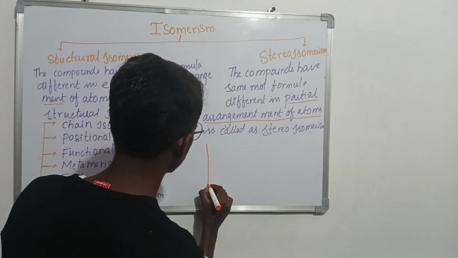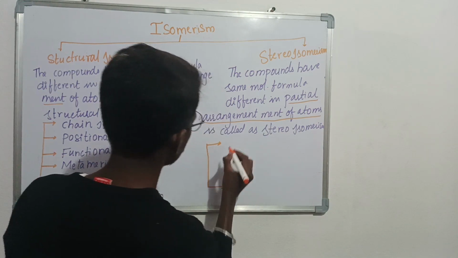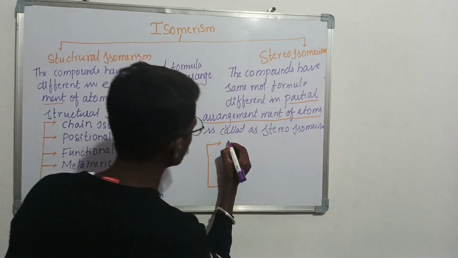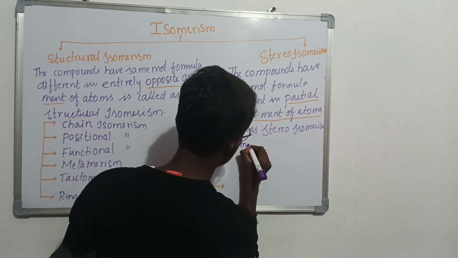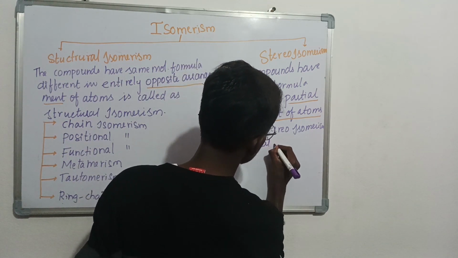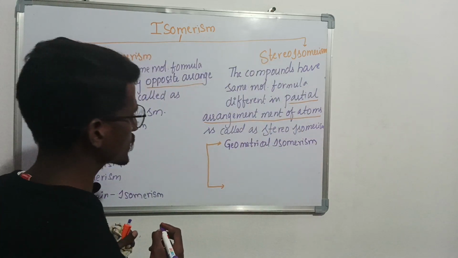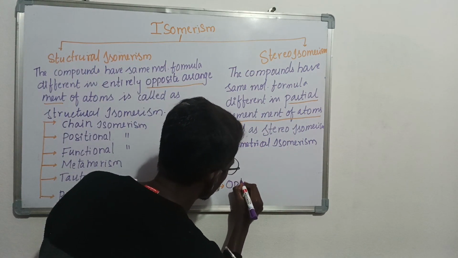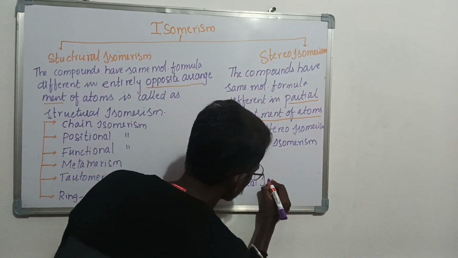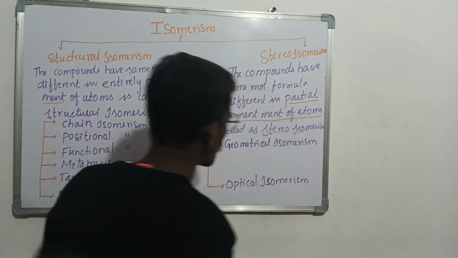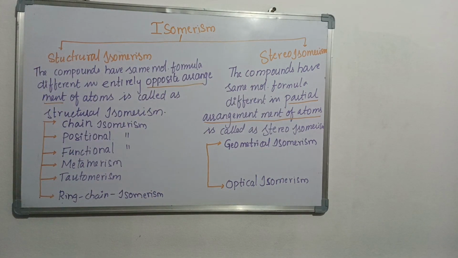Then stereoisomerism is again classified into two types. The first one is geometrical isomerism, and the second one is optical isomerism. So this is the classification of isomerism.